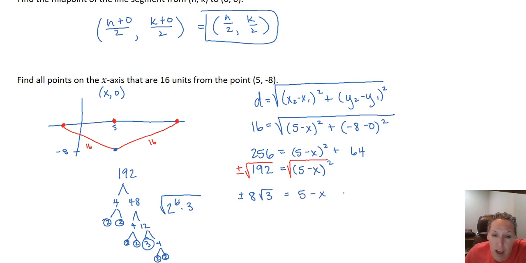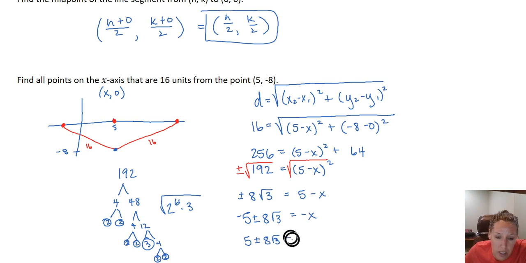It's going to leave us with 5 minus x. And then we can subtract 5. Negative 5 plus or minus 8 square roots of 3 equals negative x. And then divide everything by a negative 1 gives us 5 plus or minus negative. It's going to make that a positive. Plus or minus divided by negative, still going to have plus or minus there.